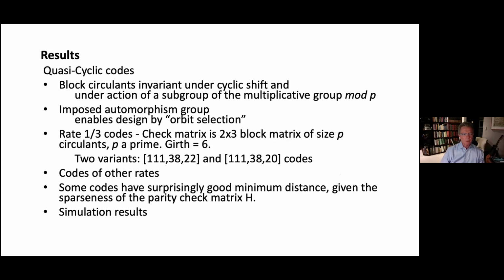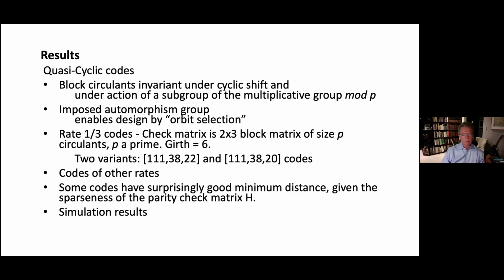So here's the overview. I'll talk about these quasi-cyclic codes. They're based on block circulants that are not only invariant under the cyclic shift, which is what you mean by circulant, but also invariant under the action of another subgroup, the multiplicative group mod P for P a prime. It doesn't actually have to be a prime, but it's hard to work if it isn't. So I'm just going to talk about P today.